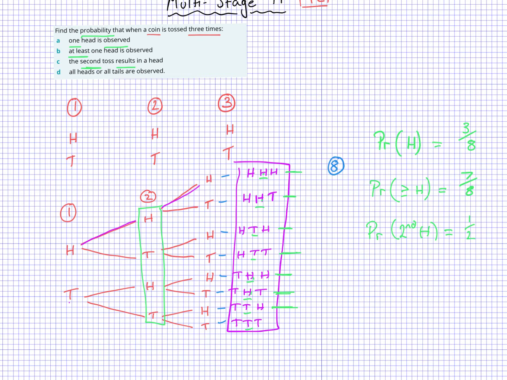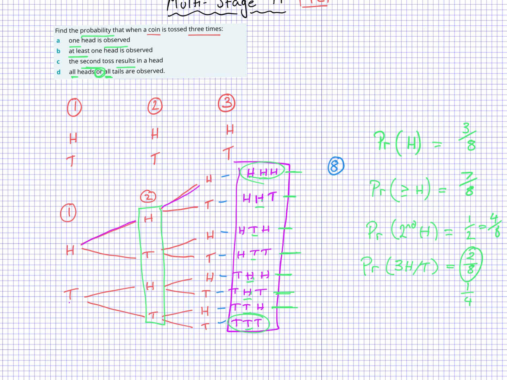And then find the chance that all heads or all tails are observed. And you can see here 3 heads or 3 tails. We'll just call it 3HT, which is 2 in 8, which is the same as 1 in 4. So if we can, we should simplify these ones. And remember the one above was actually 4 in 8, which was the same as 1/2.